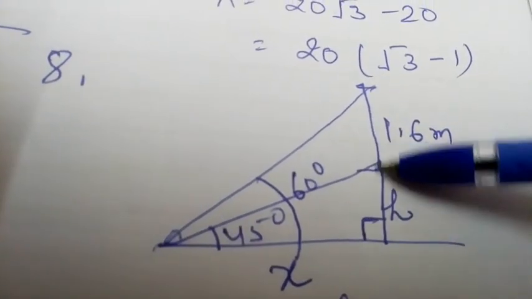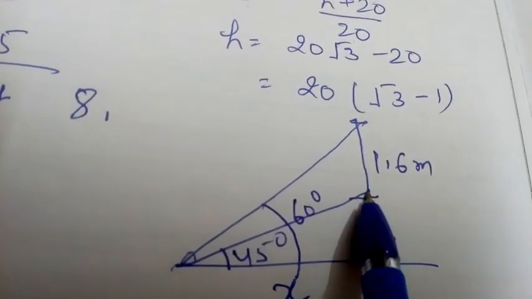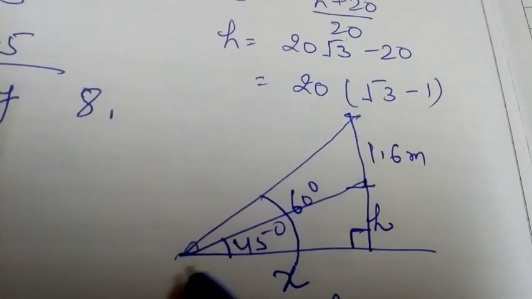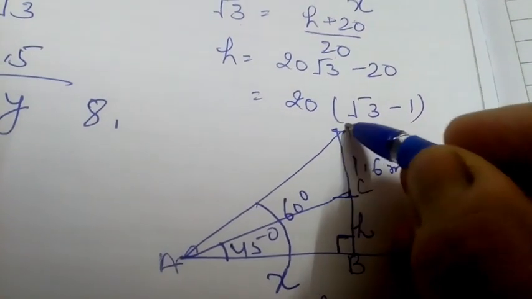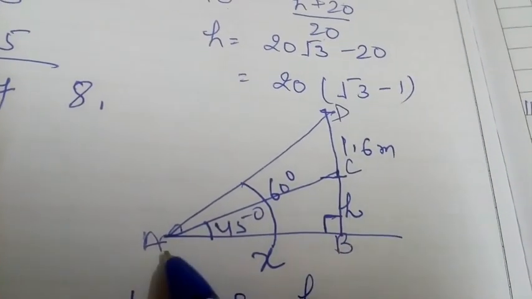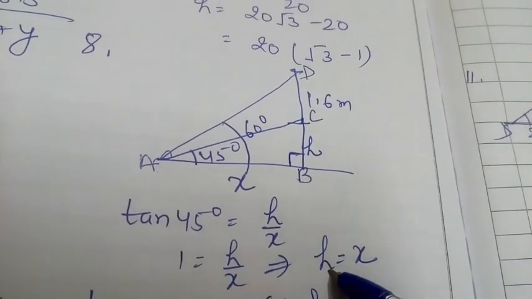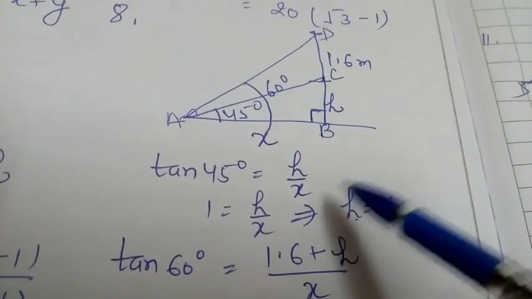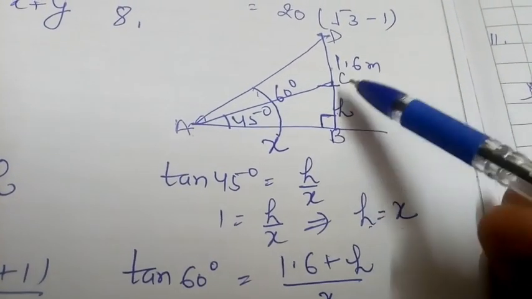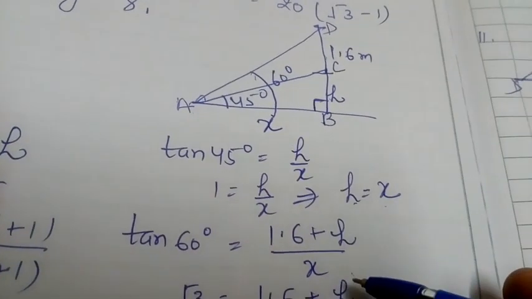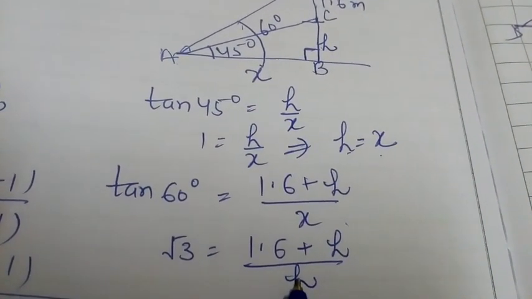Here is a pedestal of height h and a statue of 1.6 meters. The angle of elevation of the top of the pedestal is 45 degrees. Suppose here are the points A, B, C and D. Tan 45 degrees equals BC upon AB. Tan 45 degrees equals h upon x, so h equals x. Next, tan 60 degrees equals (1.6 plus h) upon x. Tan 60 degrees equals root 3, so (1.6 plus h) upon x equals root 3, with x equal to h.